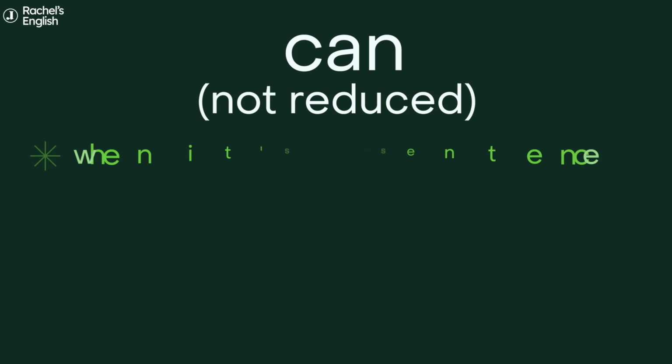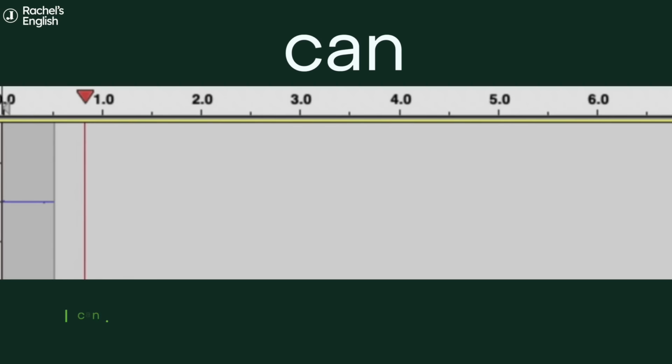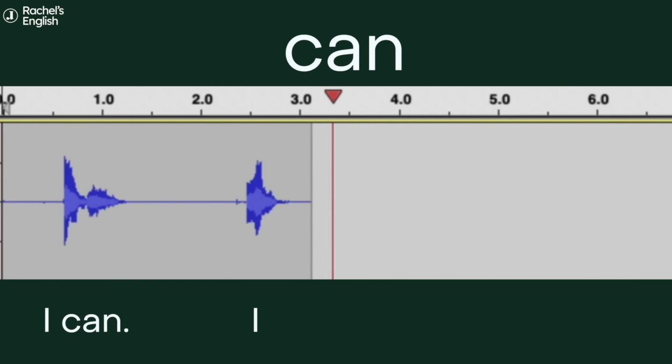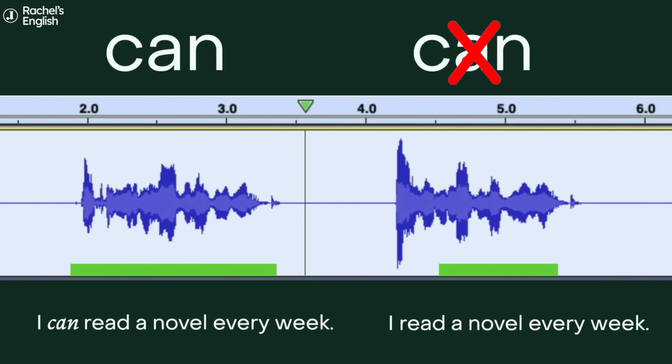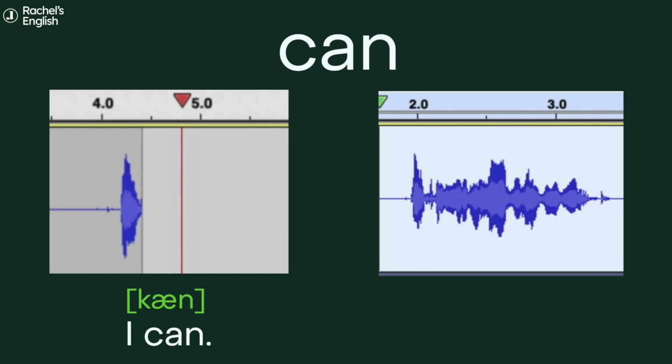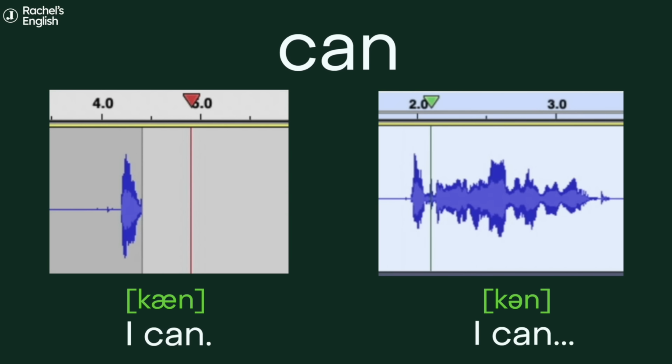Now let's compare this when can is not reduced, when it's the only verb in the sentence. I can. Back here, when we compared two sentences, one with the can reduction, couldn't really see the difference. Let's listen to I can in slow motion. I can. Very different from I can. Kin versus can. Kin, the reduction. Now let's look at this word in some other videos.